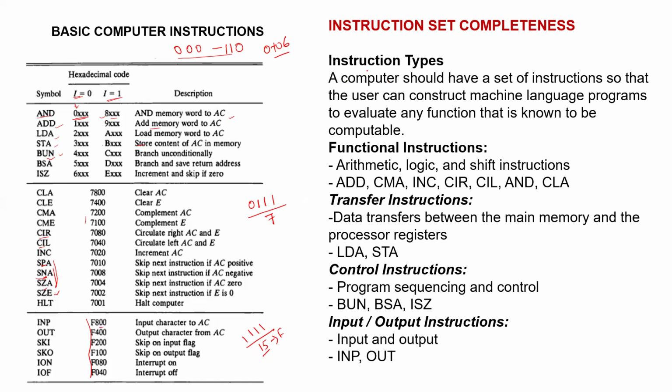So finally, if you summarize this, we have various instruction types, so that the computer should have a set of instructions. The purpose of instructions is how users can communicate with the machine, and can evaluate the particular function which can be computable by the machine. Each and every machine has some limitation. Like if you talk about basic computers, they have some limitations. All scientific operations cannot be performed by basic computers.